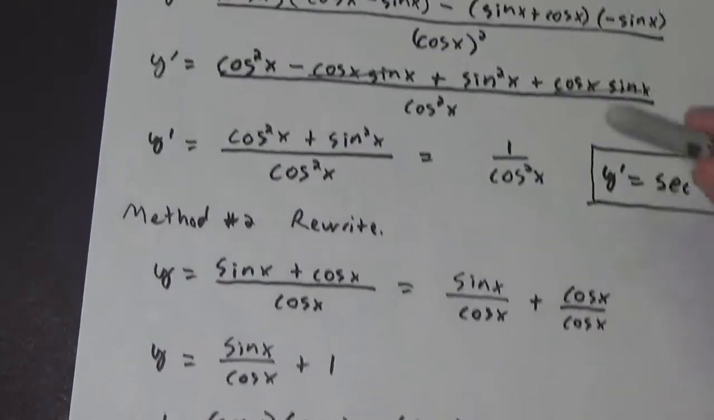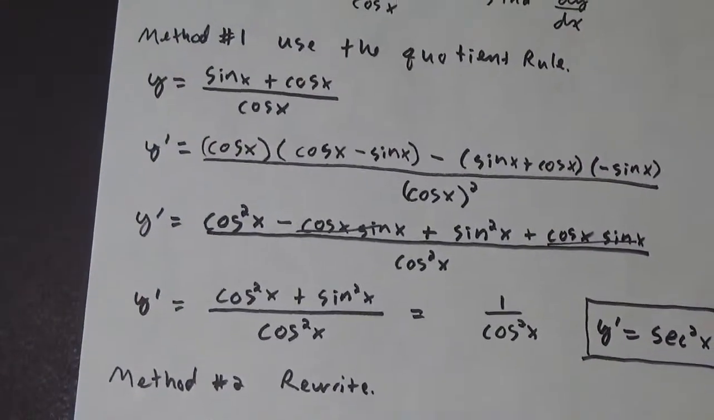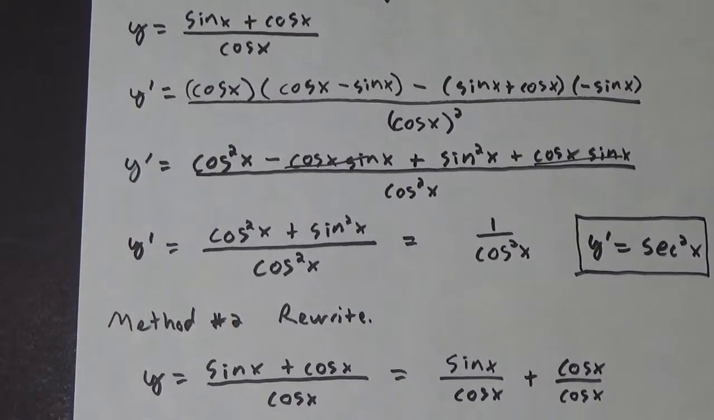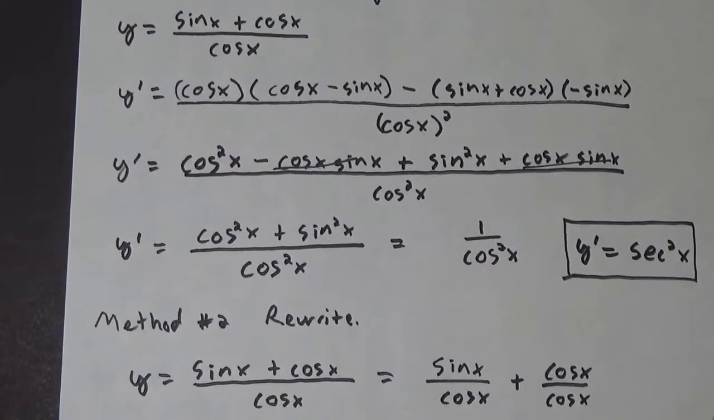So here's another example of using the quotient rule. Again, using the quotient rule, a lot of it is just remembering what it is and specifically what order things need to be in.